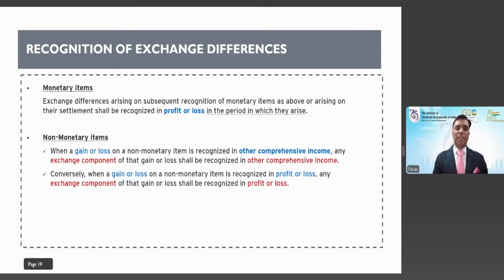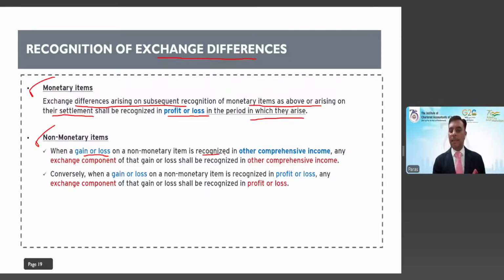So now we need to understand the recognition of exchange differences. Although I have already explained, but let's read the theory part. It says on monetary items, exchange difference arising on the subsequent recognition of monetary items as above or arising on their settlement shall be recognized in profit and loss in the period in which they arise. But in case of non-monetary items, there is bifurcation between two items. First, they say when a gain or loss on non-monetary item is recognized in OCI, that is other comprehensive income, then any exchange component of that gain or loss shall be recognized in OCI. Conversely, when a gain or loss on non-monetary item is recognized in profit or loss, any exchange component of that gain or loss shall be recognized in profit and loss account, right?